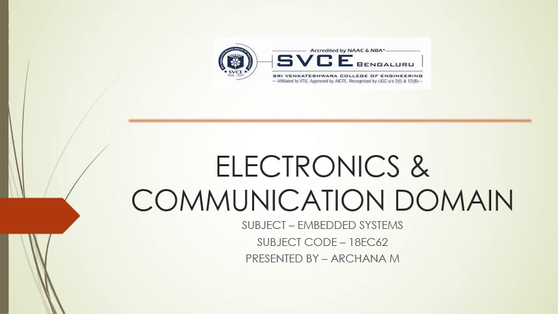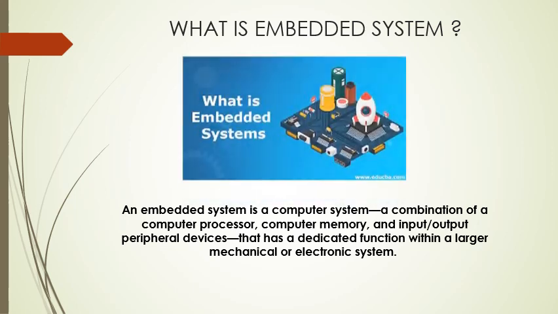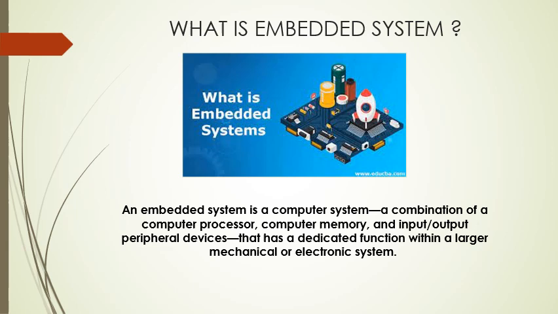Today, let us study the embedded system and an introduction to the embedded system. So now, let's look at what an embedded system is. An embedded system is a computer system which is a combination of a computer processor, computer memory, and input-output peripheral devices that has a dedicated function within a larger mechanical or electronic system.